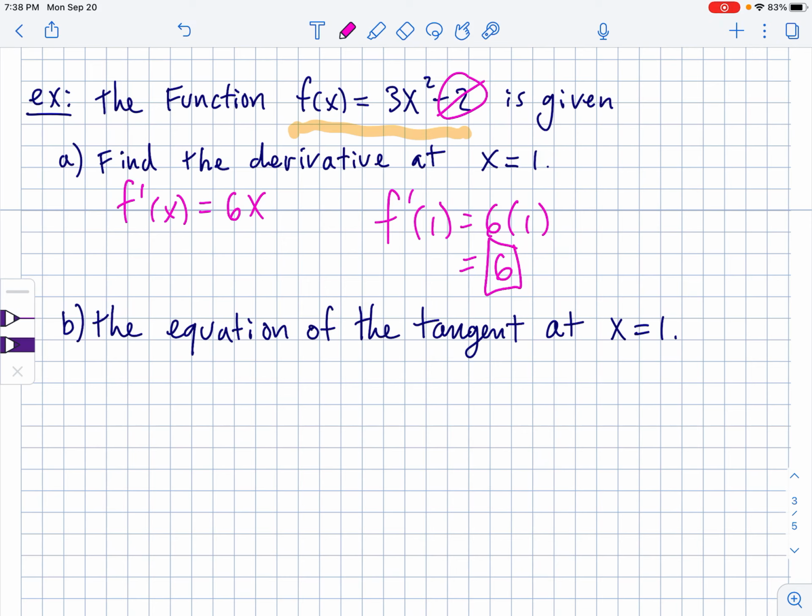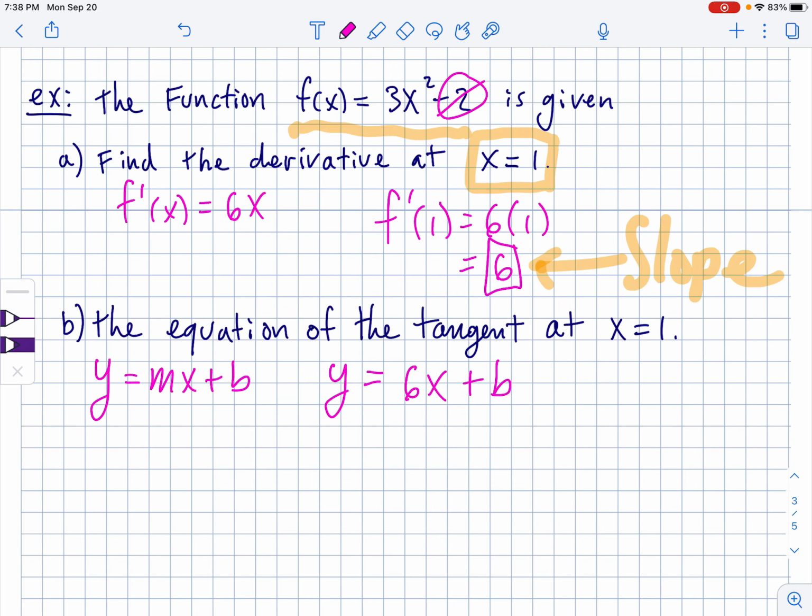Now we want to find the equation of the tangent at x equals 1. Well, from this part, we already know at x equals 1, if you put a 1 into the derivative, you get 6. That 6 is a slope. Remember, x's go into derivatives, slopes come out of it because they're slope machines. So if you think of your y equals mx plus b for your tangent line, we already know the slope is 6 at that point. What we don't know is the y-intercept.